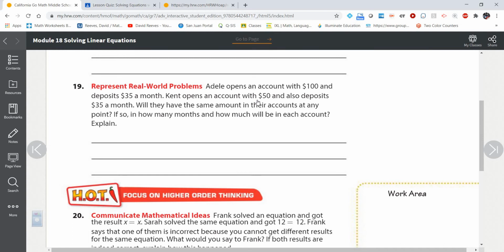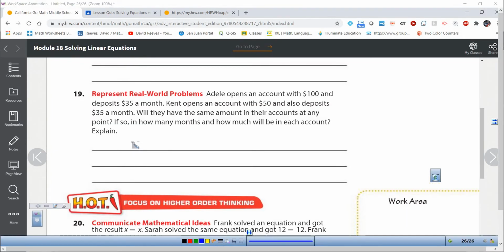Adele opens up an account with $100 and deposits $35 a month. Kent opens up an account with $50 and also deposits $35 a month. Will they have the same amount in their account at any time? If we look at Adele, we've got 100 plus 35m, if we let m be the number of months. Kent has $50 and is adding $35 a month. Will they ever be the same?